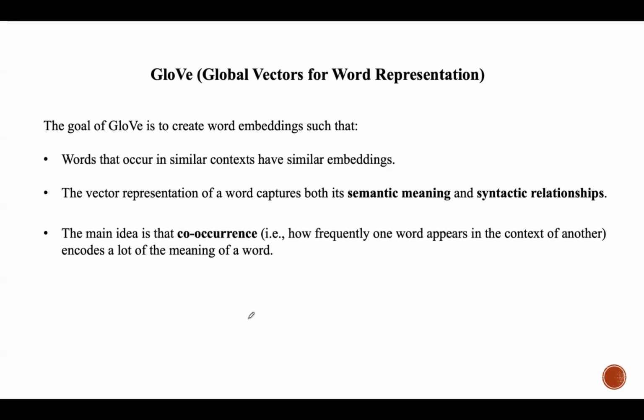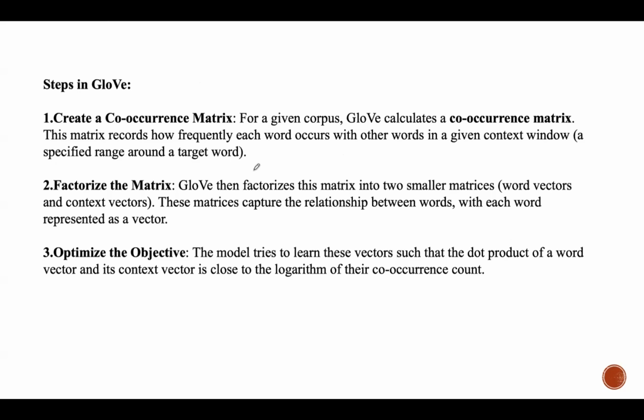The main goal of GloVe is to represent words in such a way that words that have similar meanings are located closer in the vector space. These vectors are useful in various tasks like text classification, machine translation, semantic similarity, etc. And one more main concept in GloVe is co-occurrence, which tells us how frequently one word appears in the context of the other. And there are three steps in GloVe.